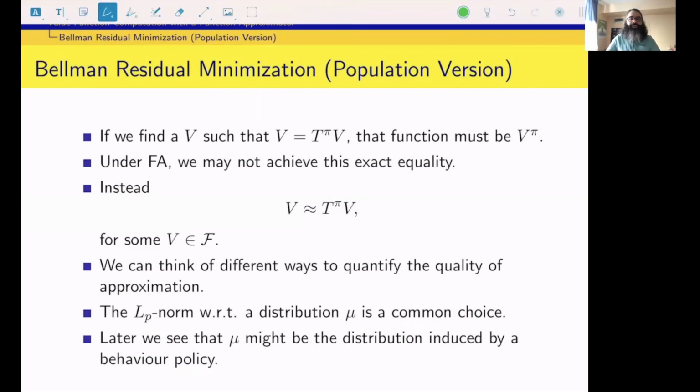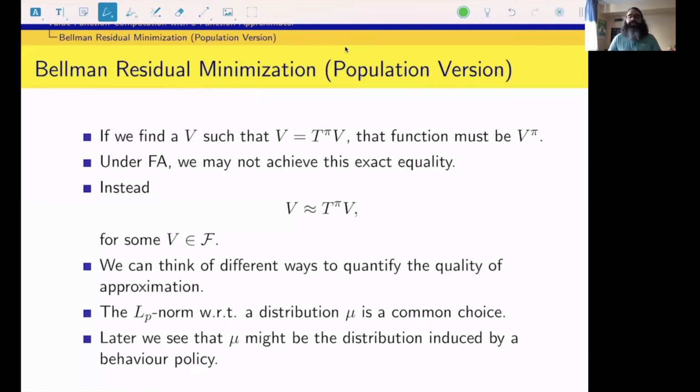Okay, let's continue. So I talked about approximate value iteration. Let's talk about some other methods for finding an approximate value function. The next idea is called Bellman residual minimization, or Bellman error minimization. And I'm going to talk about its population version.